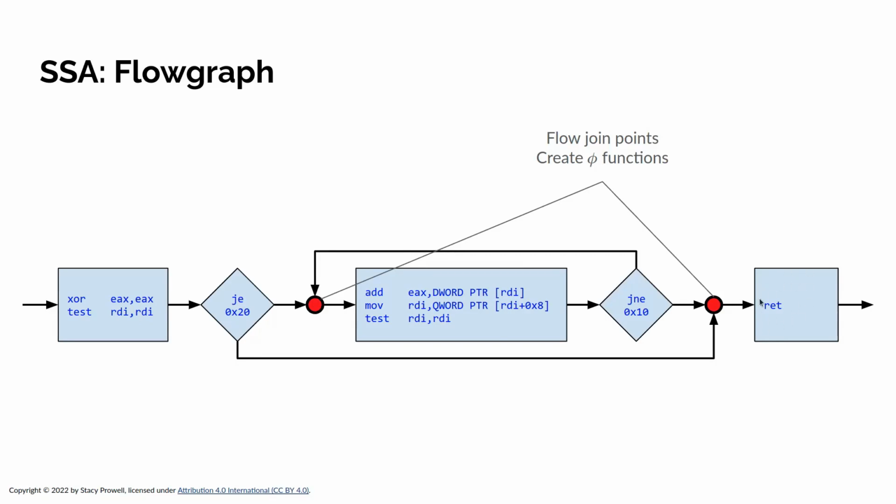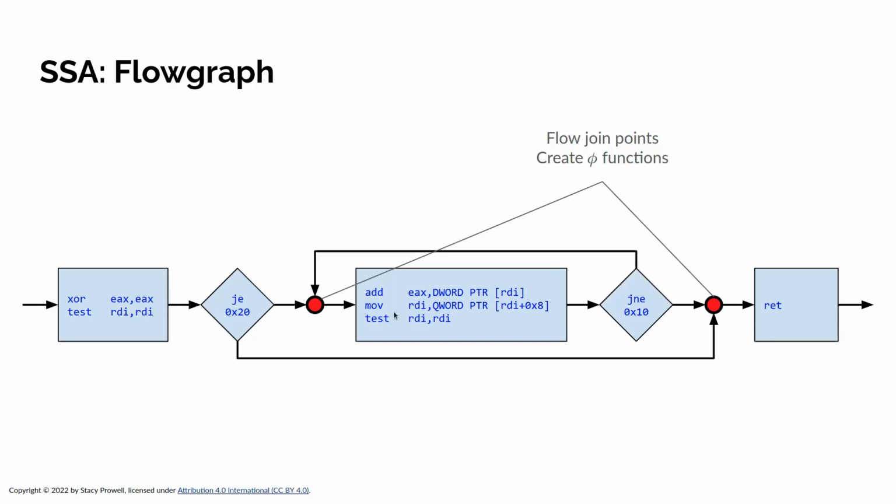Could the thing we return to read other registers? Sure, it could. It could read RDI. But by the calling convention, we'll assume it does not. So the only thing live here is EAX, which means we only need one phi function here.